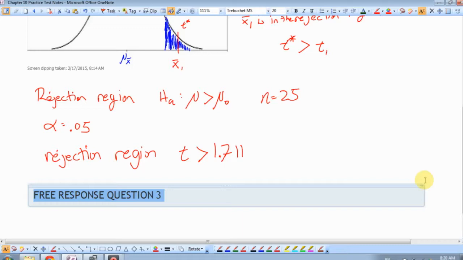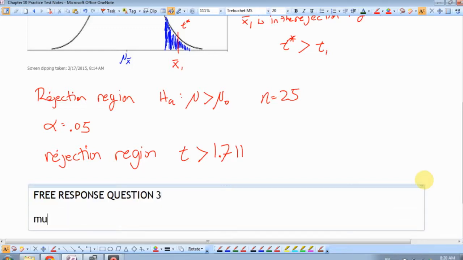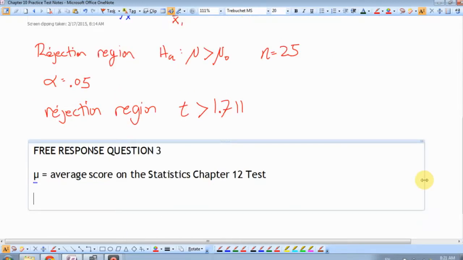Okay. Part A. Define the population characteristic. So that's mu. Mu is going to be the average score on the Chapter 12 statistics test in 2011. Okay, so that's our population.